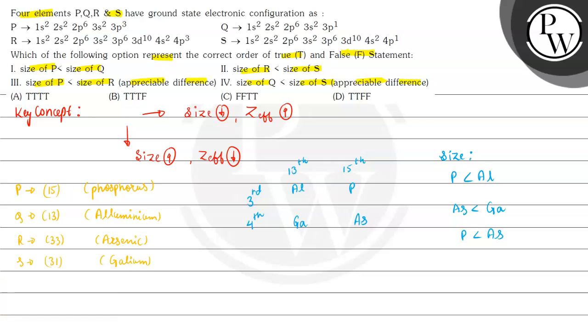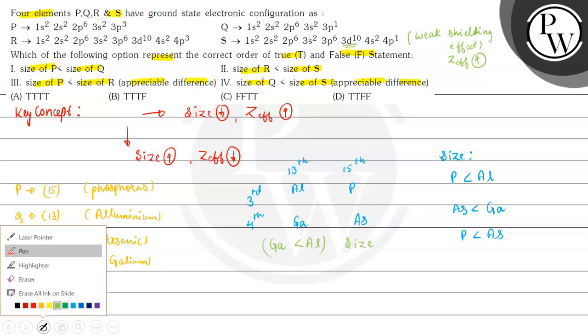But as we can see, in the case of gallium we have a completely filled 3d10 orbital. So what will happen? There will be weak screening, or weak shielding effect, and due to that the Z effective in gallium will increase. As a result of the weak screening effect, the atomic size of gallium will be less than that of aluminium. So this is the exception for gallium and aluminium.